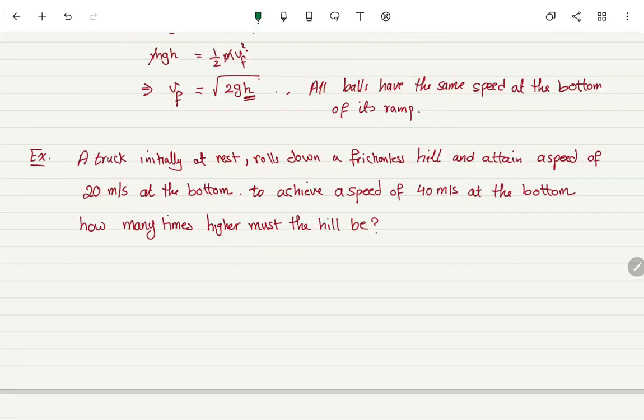In this example, a truck initially at rest rolls down a frictionless hill and attains a speed of 20 meters per second right at the bottom. To achieve a speed of 40 meters per second at the bottom, how many times higher must the hill be?